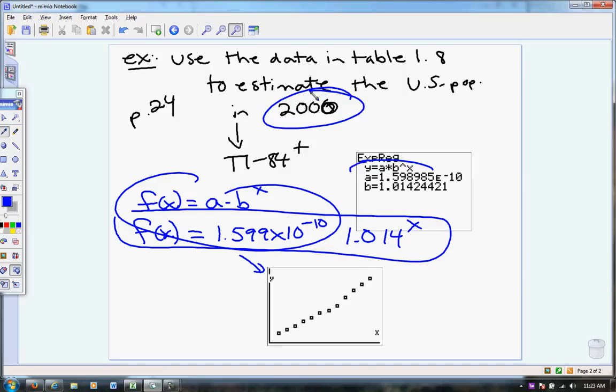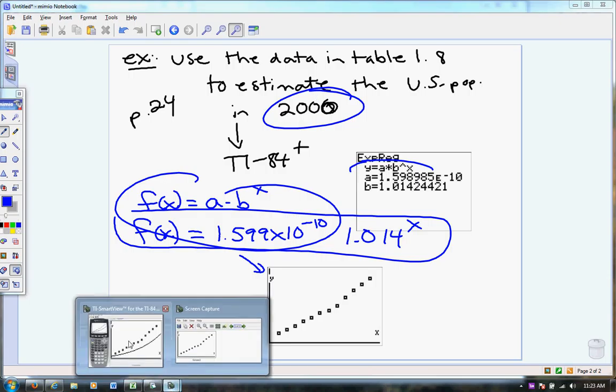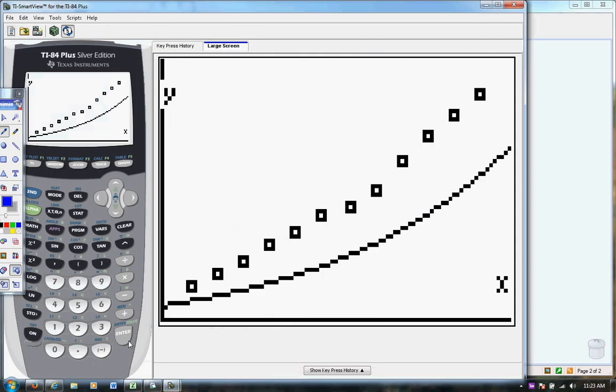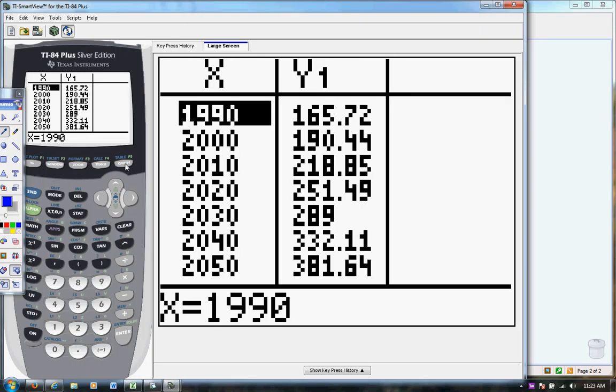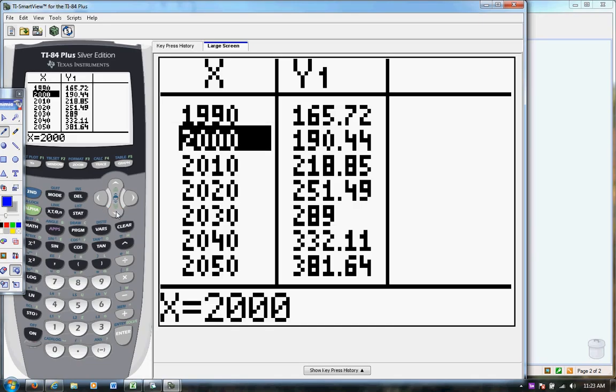If I have the function in there, can I just go to the table? Yeah. Once you've got the function in, then all you really need to do is check your table set. We're looking at the year 2000, so maybe I would start at 1990, go up by tens, and you could do ask as well. You could do it that way. Then go to your table, and it looks like it's going to be 190.44. All right? Yeah, I struggle with those. So that's why we took a few minutes to go over that.